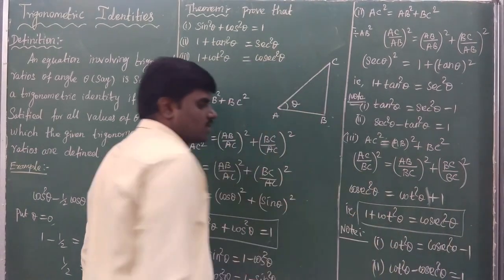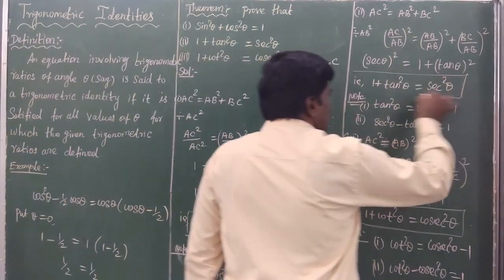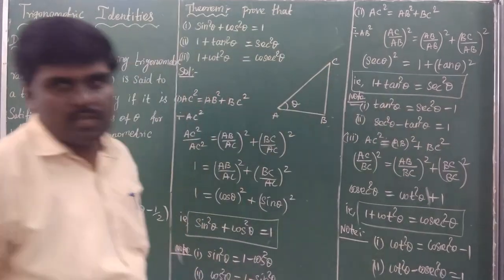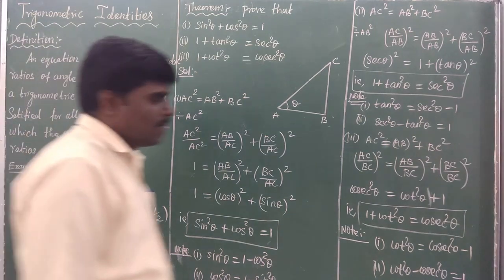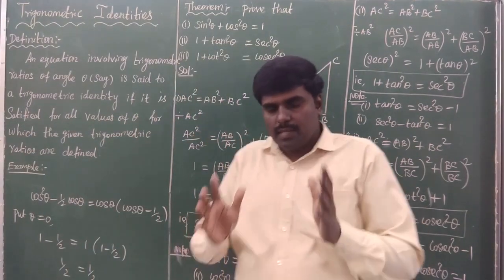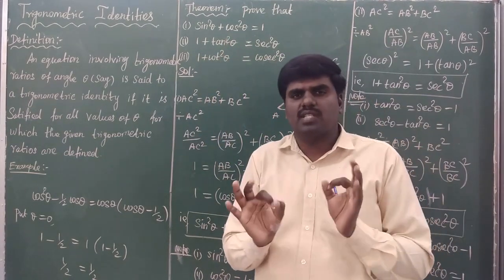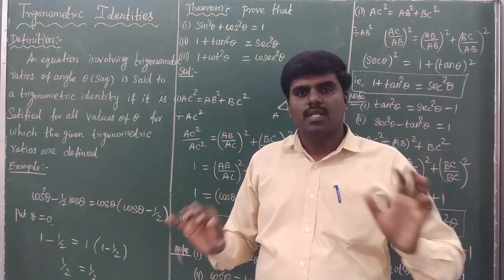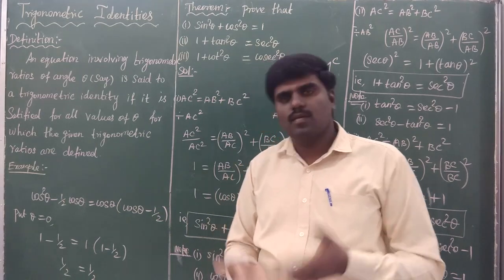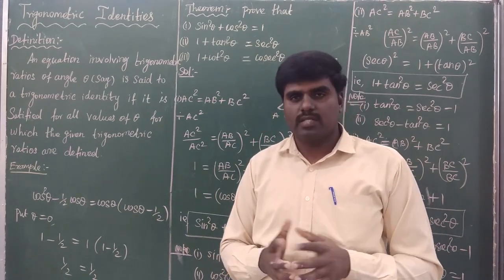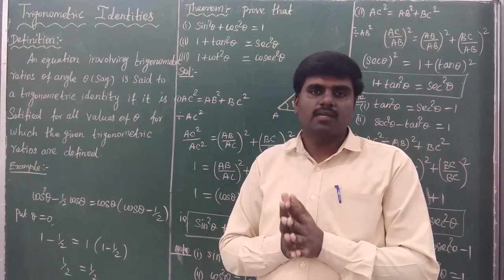So the three important trigonometry identities. First, learn thoroughly: sin square theta plus cos square theta is equal to 1. Second, 1 plus tan square theta is equal to secant square theta. Third, 1 plus cot square theta is equal to cosecant square theta. Keep these particular formulas in your mind at all times.